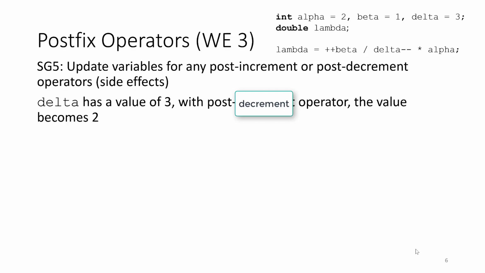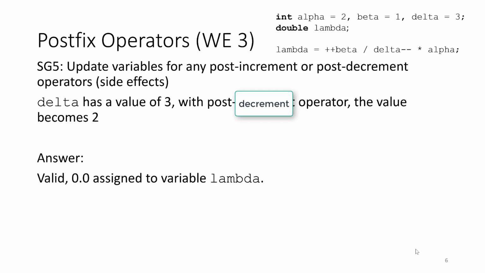Notice the difference between pre- and postfix operators. Prefix operators get updated before evaluating the expression. Postfix operators get evaluated or updated after using the current value in the expression. The answer to the problem then is that the statement is valid and 0.0 is assigned to the variable lambda. That is the end of this worked example.